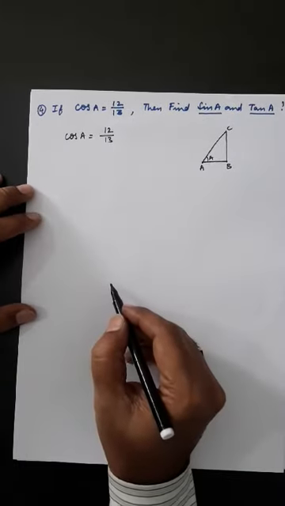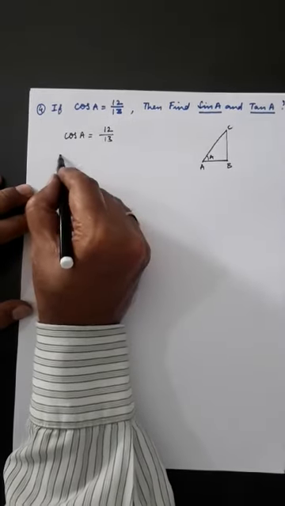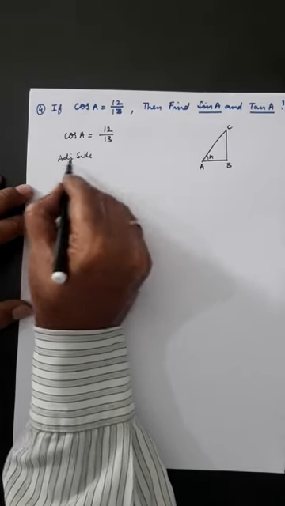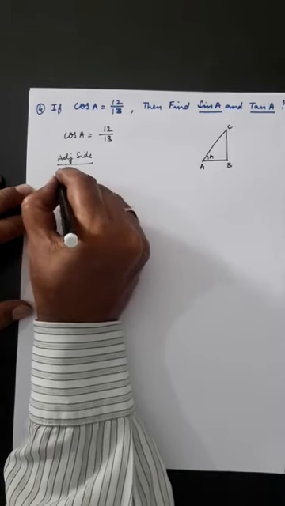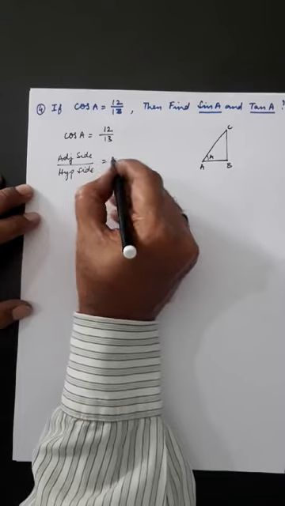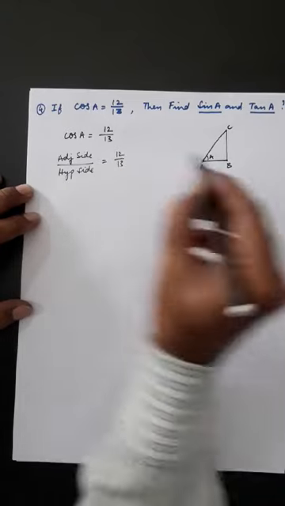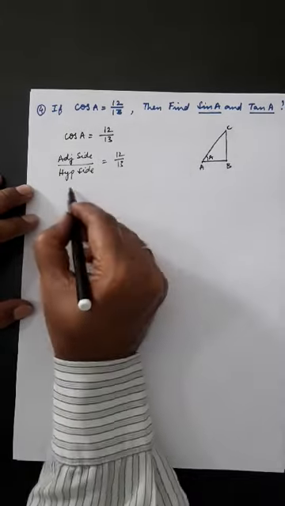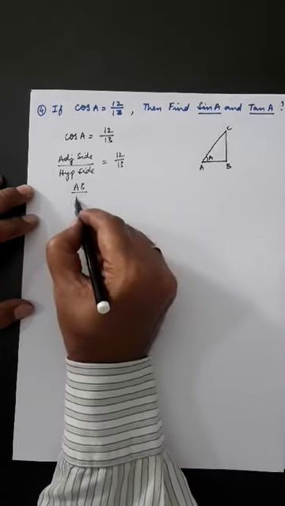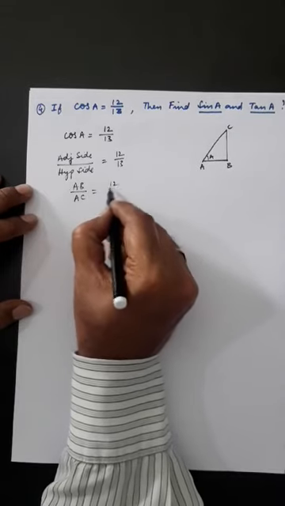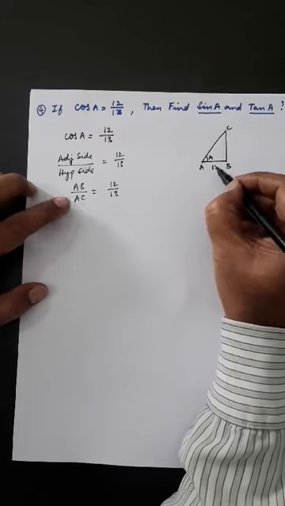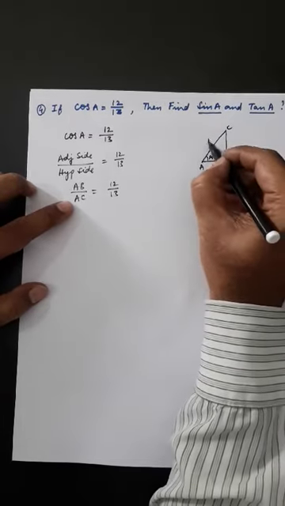So what is cos A? Cos A is nothing but adjacent side divided by hypotenuse side, which is 12 by 13. What is the adjacent side to A? AB. AB divided by hypotenuse AC is 12 by 13. That means AB is 12 and AC is 13.